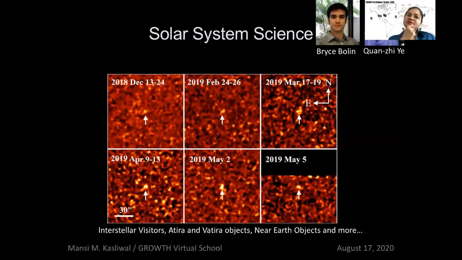Now let's switch gears a little bit to solar system science, really, really close to home. And here I want to highlight the work of 2 growth postdocs, Bryce Bowman and Quan Jie. This picture that you see here is of an interstellar visitor that some of you may recognize. But in addition to interstellar visitors, these 2 postdocs have worked on asteroids that are called Atira and Vatira objects because they're inside the orbit of Earth and inside the orbit of Venus.